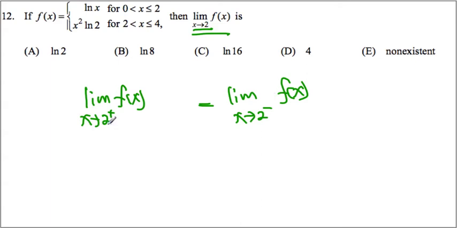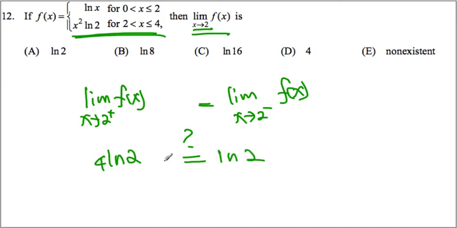From the right, that means x has to be greater than 2. That means we are looking at this expression. So what is the limit? That means we just have to plug in 2. If it is to be continuous, to see how the limit exists, when you plug in 2, we get 4 ln of 2. Is that in fact equal to the limit as x approaches 2 from the smaller side, which means we are looking at the first one, we get ln of 2. Is 4 ln of 2 in fact equal to ln of 2? The answer is no. Therefore, the slope or the limit doesn't exist.